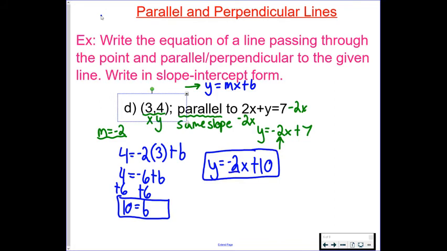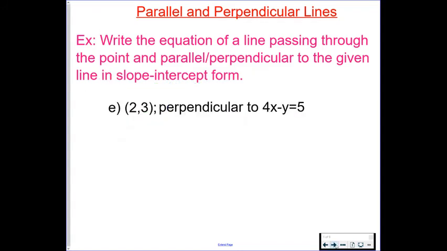Let's try another one. On the next one, you'll notice it's the same kind of instructions, but the difference is we're given a different point, 2, 3, a different equation, but also we're looking for a line that's perpendicular to the given line. Okay? So recall, for something to be perpendicular, they must be opposite and reciprocal, or flipped slopes. So first I need to go find the slope of my line.